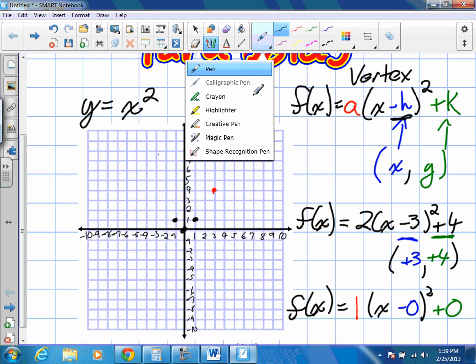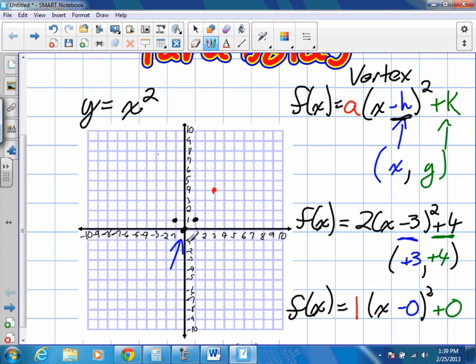So let's say we start at the vertex again. We always go back to that. If I were to go over 2 units, what is 2 squared? 4. And what is 4 times 1? Still 4. So we go over 2 from the vertex and up 1, 2, 3, 4 units. And then I duplicate that on the other side. Okay?